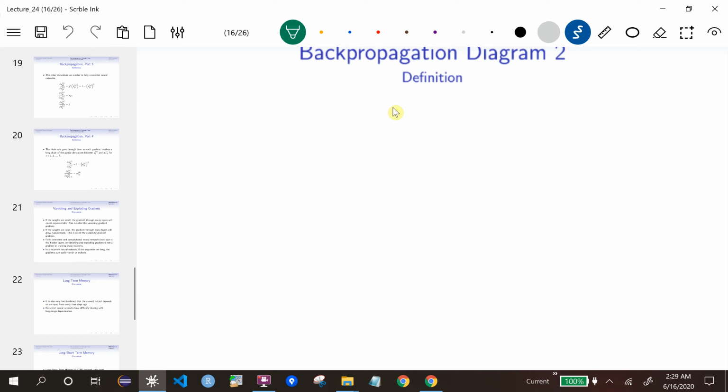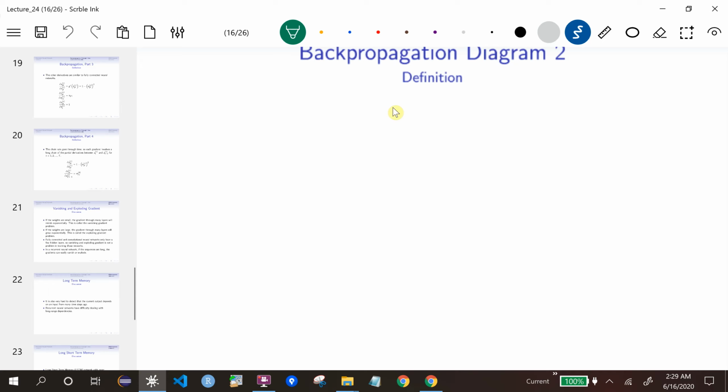And this is part 3 of lecture 24. So in this part, we're going to talk about one specific problem with doing backpropagation through time for regular recurrent neural network. It's basically what's called the vanishing gradient problem.